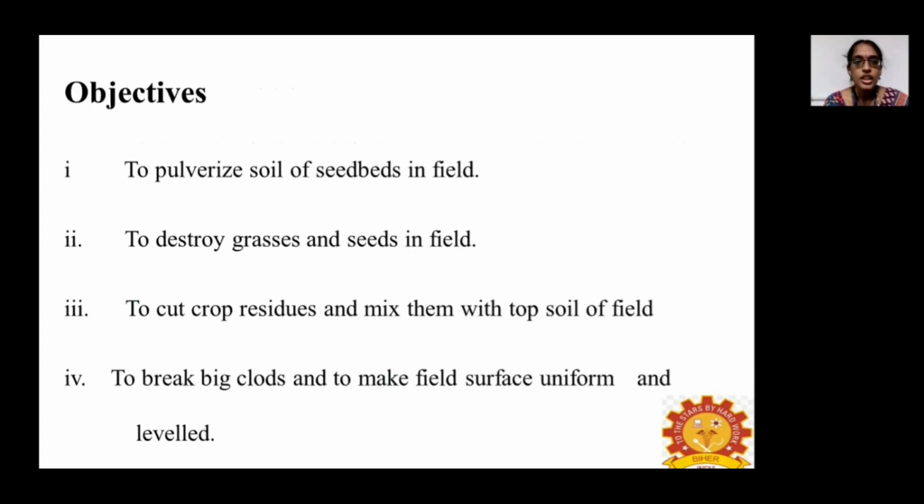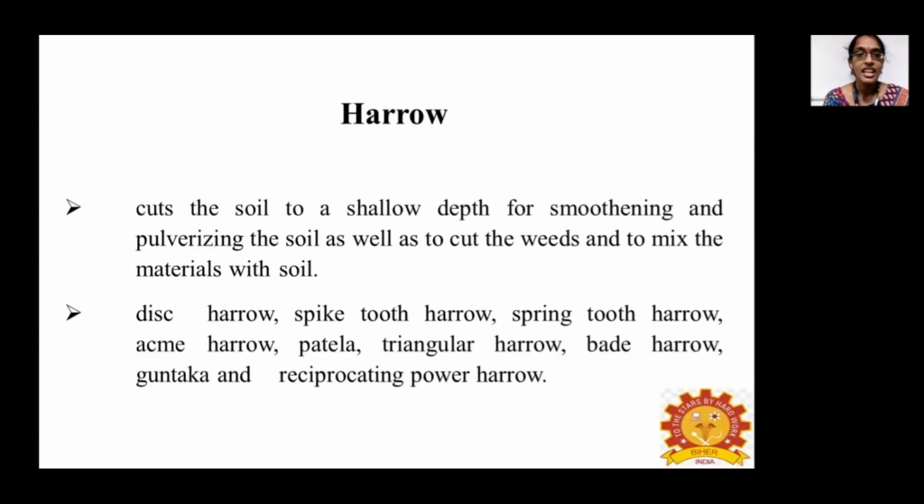And what are the objectives that we are going to discuss in these lectures? The first objective is that it helps to pulverize the soil. At the same time, it is used to destroy the grasses and the weed seeds which are present, and it helps to cut the crop residues in order to mix them with the top of the soil. It also helps to break the clods, and it is used to make the surface uniform and level.